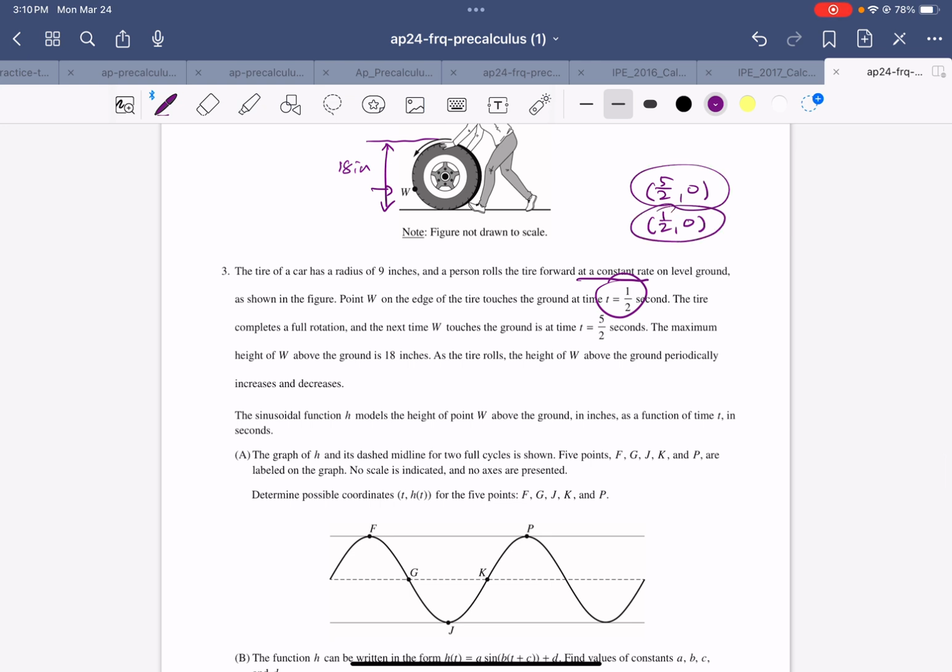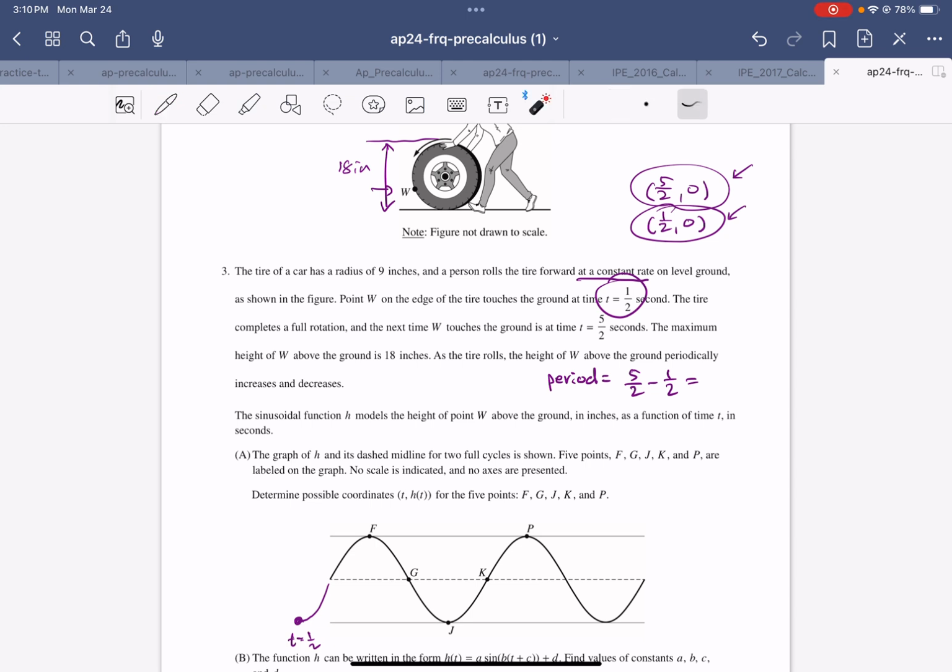at 1/2 second it will touch the ground. So you can kind of extend it here. So when t equals 1/2, that's touching the ground, right? And if you think about the period first, the period is when it comes back to the same height, which is 0. So simply 5/2 minus 1/2 will be the period, right?